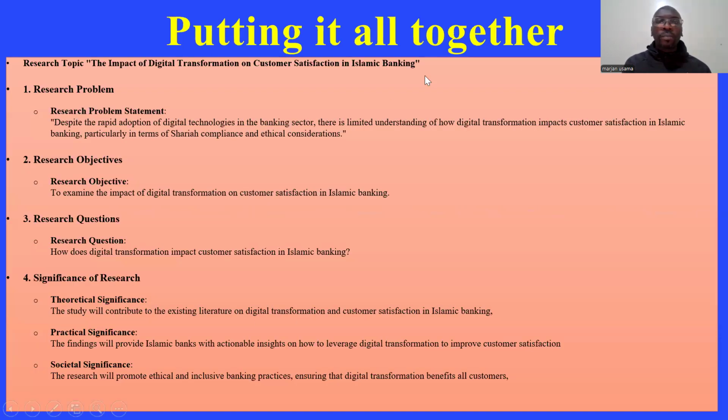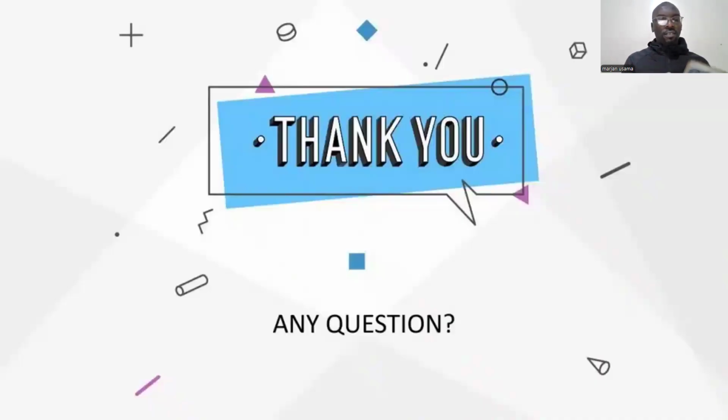Then lastly now, putting it all together. So you have a research topic, the research problem, research objective, research question, and the significance of the research. So this is normally how they are related to each other. So the research hypothesis is missing. The research hypothesis normally comes after the research question. So you have the research problem, the research objectives, the research questions, and we have the research hypothesis before the significance of the research.